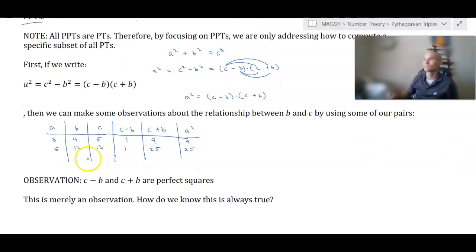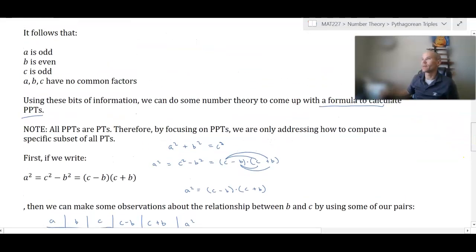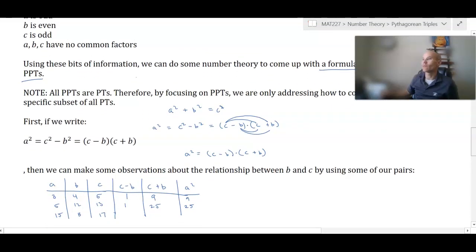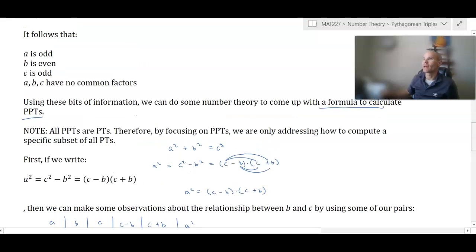Let's pick now 8, 15, 17. By the way, a key observation here that's going to become important is that, remember we said a is odd and b is even?